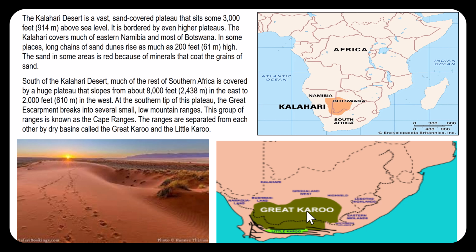Question number 22. What desert, which is the fifth biggest hot desert in the world, covers much of eastern Namibia and most of Botswana? That is the Kalahari.